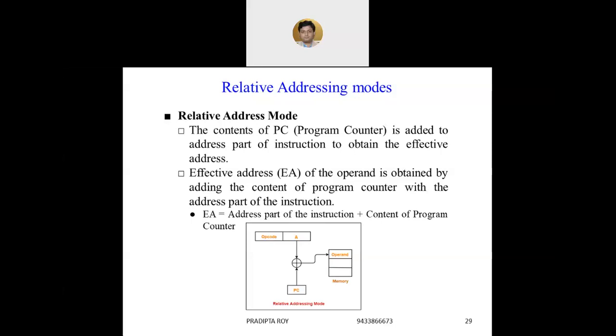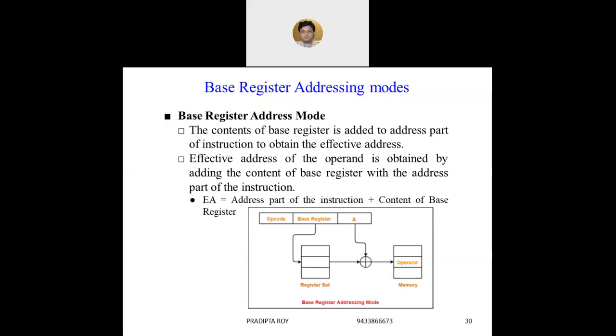So actually, the effective address of the operand is obtained by adding the content of the program counter with the address part of the instruction. So the instruction consists of an address part, and when the actual effective address is calculated, that address part is added with the current content of the program counter to find out the actual address of the operand.